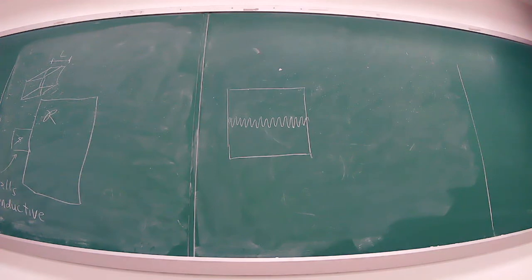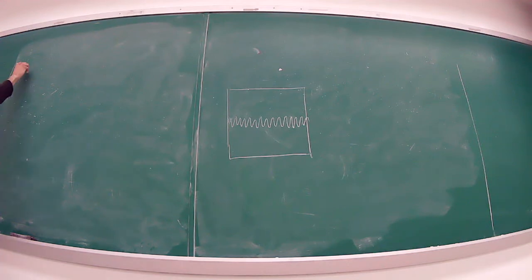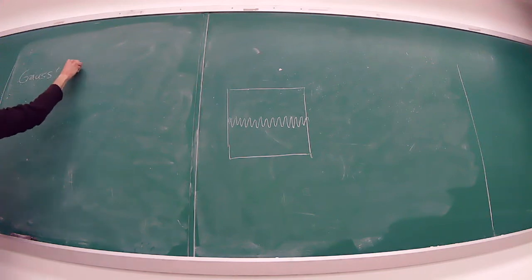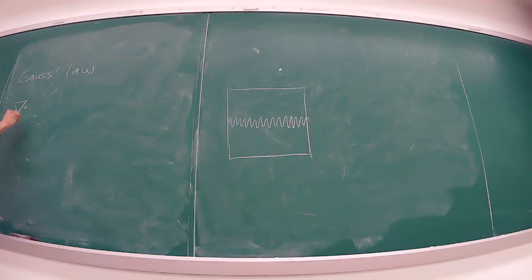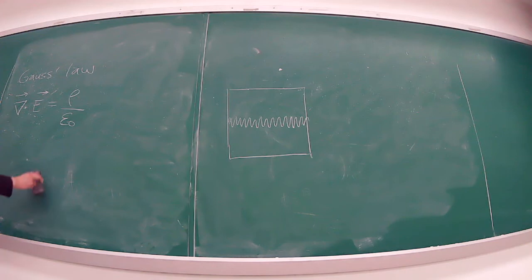So the charge inside of this cavity, there's nothing in there. It's just a cavity. So the charge enclosed is zero. Gauss's law tells you that the divergence of the electric field is equal to rho, which is the charge density enclosed, divided by epsilon naught, which is the permittivity of free space. Here, because there's no charge enclosed, it's a cavity and it's empty, this is equal to zero.